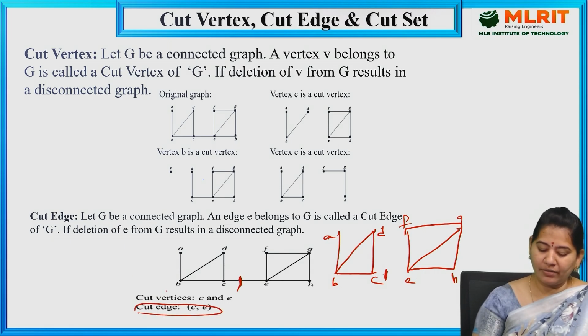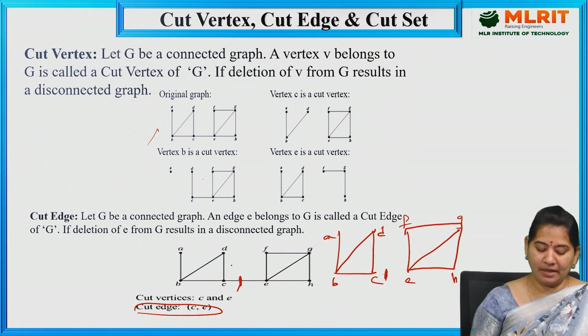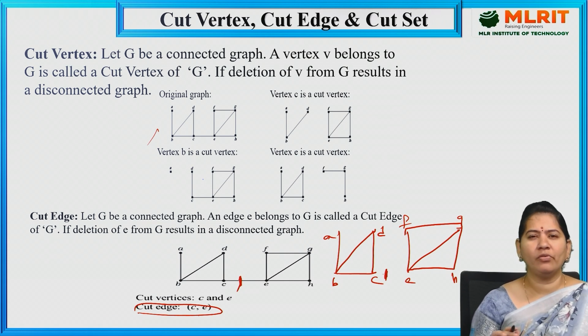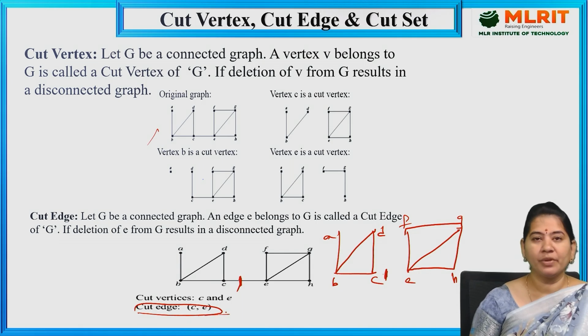In the same graph, in the first case I am deleting vertices, where I can make the graph disconnected, and those vertices we can call cut vertices. And in the second case, where I am considering only edges, with the removal of one particular edge, if I can make this graph disconnected, that is called a cut edge.